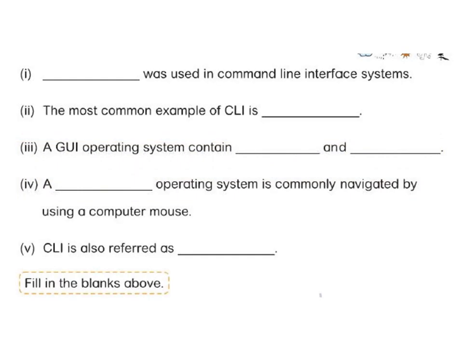So here are some fill in the blanks. Number 1, dash was used in command line interface systems. Number 2, the most common example of CLI is dash. Number 3, a GUI operating system contains dash and dash. Number 4, a dash operating system is commonly navigated by using a computer mouse. Number 5, CLI is also referred to as dash. Try to solve the answers yourself. Pause the video if required. I am showing you the answers.